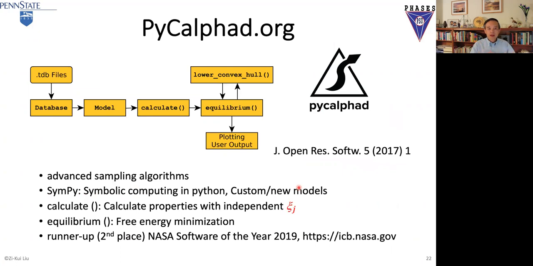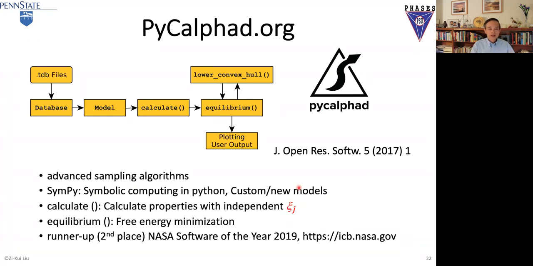So in order to be able to do this kind of thing, we need a computing engine. Okay. And about 6 years ago, we started to develop the CALPHAD engine, which was the PhD thesis of Richard Otis.